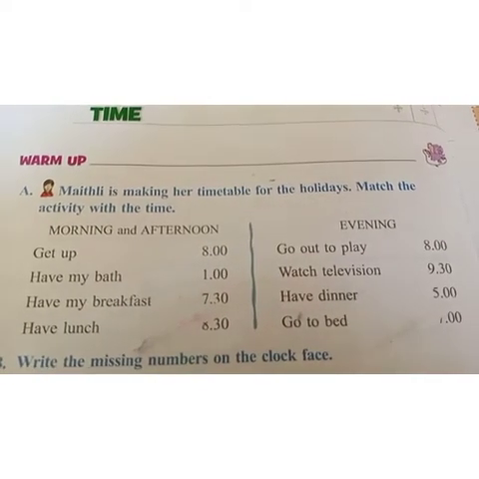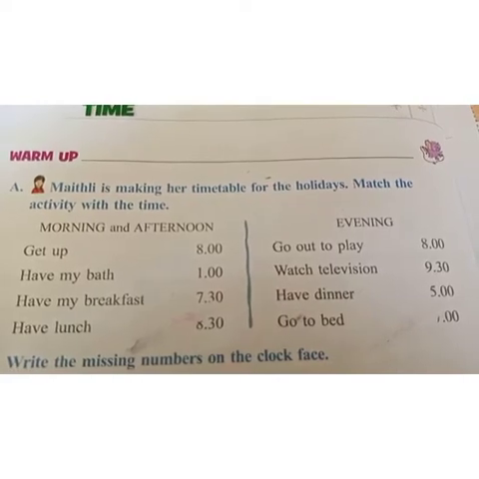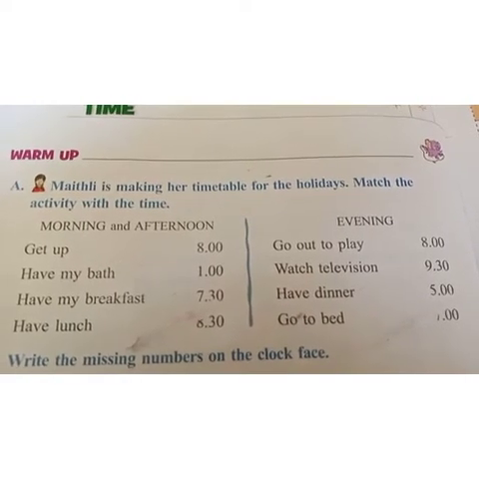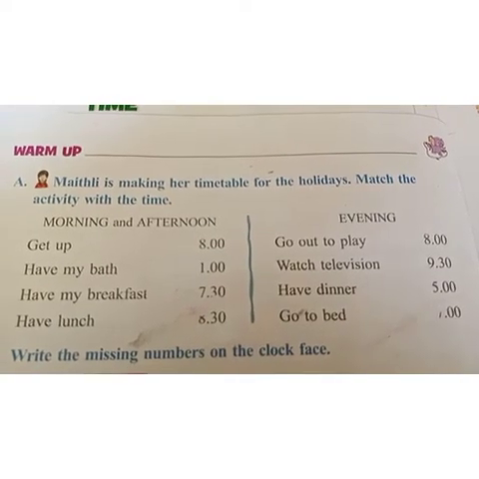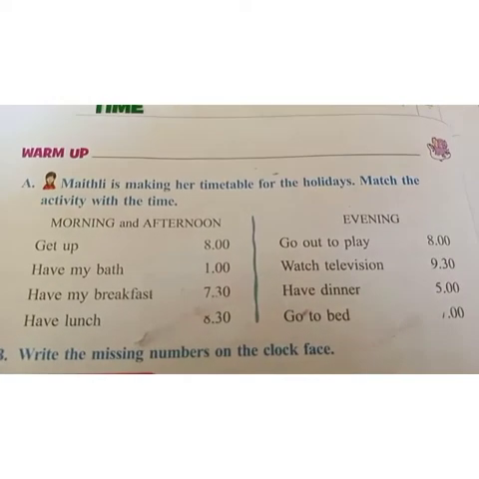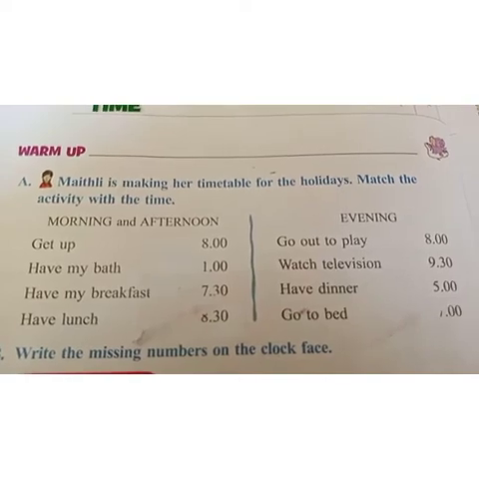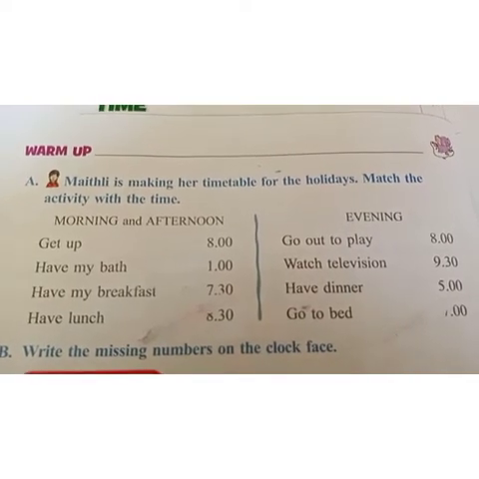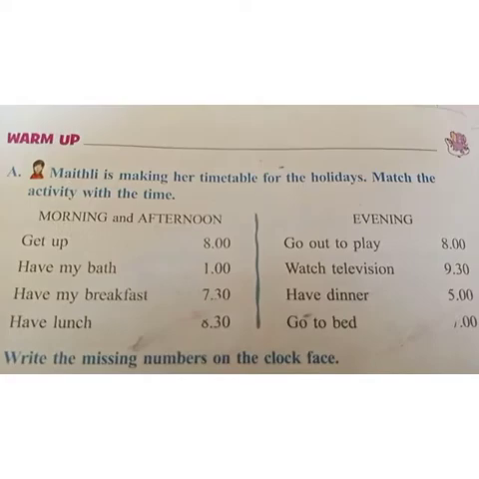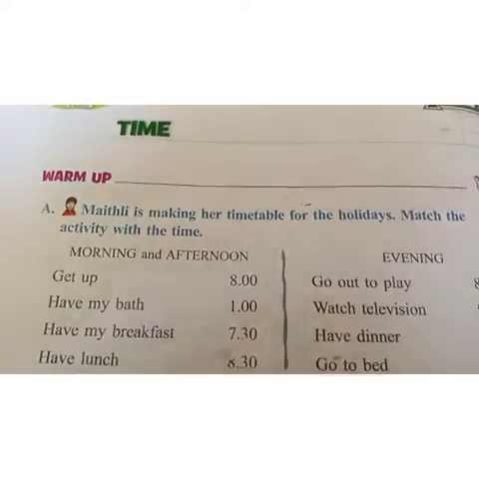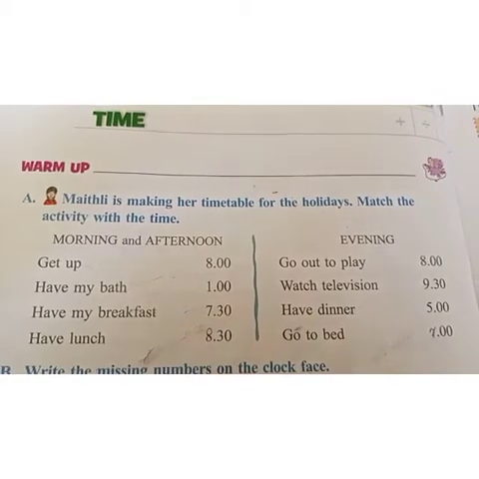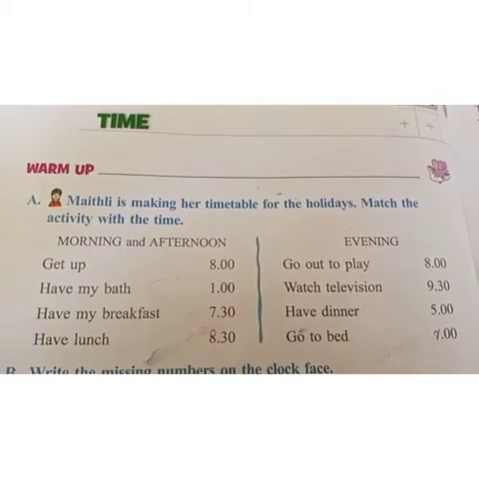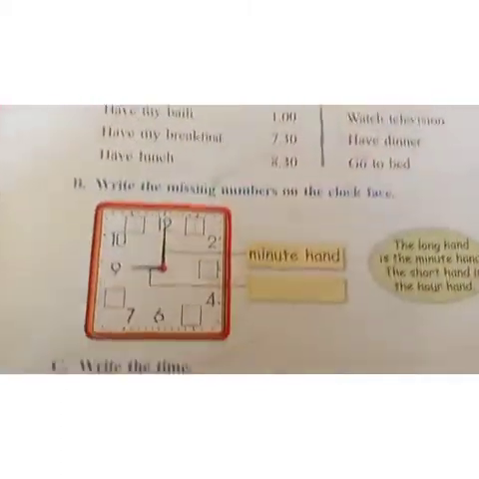She'll have her bath at 1 o'clock. Have my breakfast at 7:30. Have lunch at 8:30. Go out to play at 8 o'clock. Watch television at 9:30. Have dinner at 5 o'clock. Go to bed at 7 o'clock. Okay. So, this was Methili's timetable for our holidays. Now, children, we'll move on to the next part.